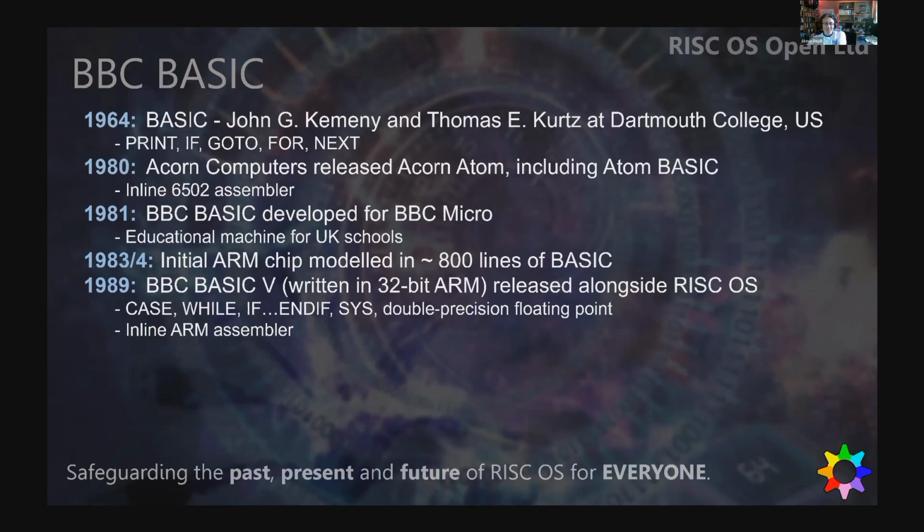And Sophie Wilson back at Acorn modeled the first ARM chip with a BASIC program, which was allegedly around 800 lines long. I've seen lots of different numbers. They're all broadly 800 lines. So BASIC, interestingly, ran a model of the chip that was eventually going to have BASIC running on it. So that's a strange quirk.